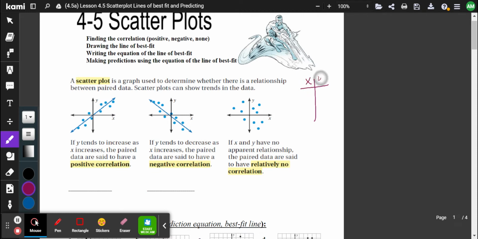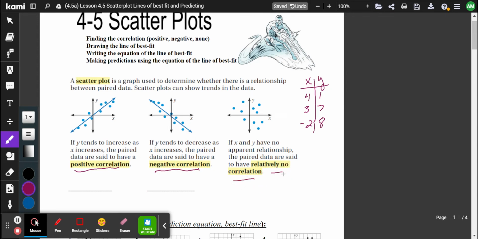So if I had this, this would be some paired data that I could put on a scatter plot. And if I did that, I can have three basic types of correlations. I can have a positive correlation, negative correlation, or no correlation.